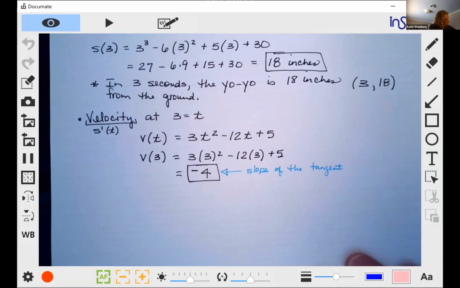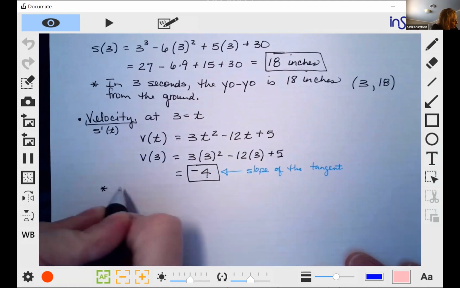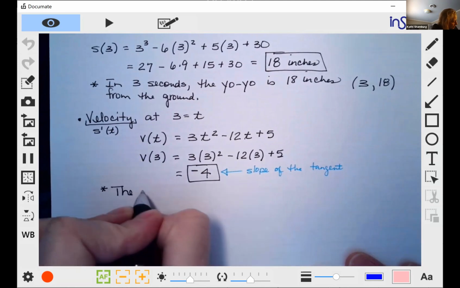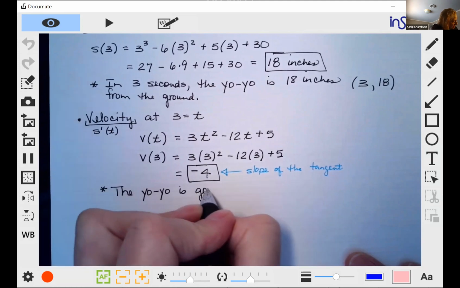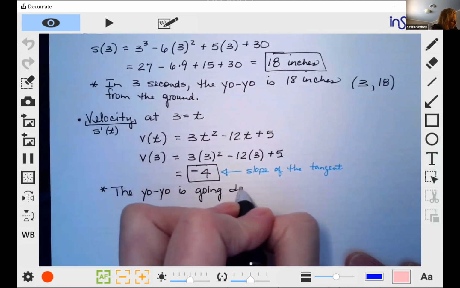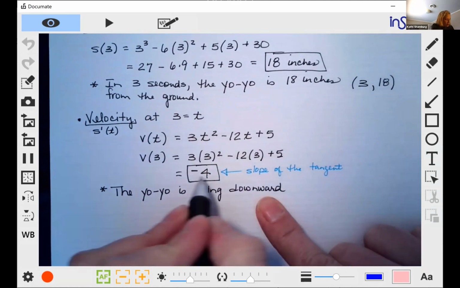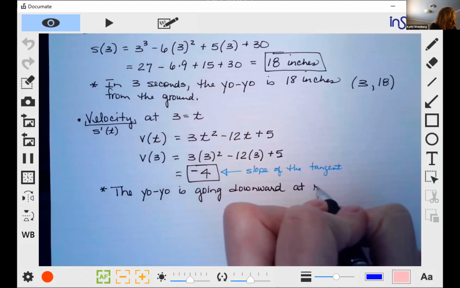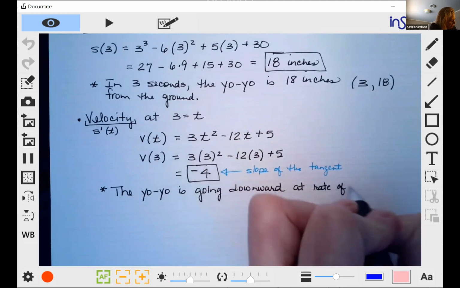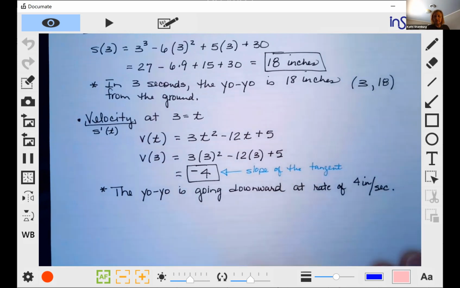And so the interpretation of that would be the yo-yo is going downward. How do I know it's going down? Because of the negative, at a rate of 4 inches per second.